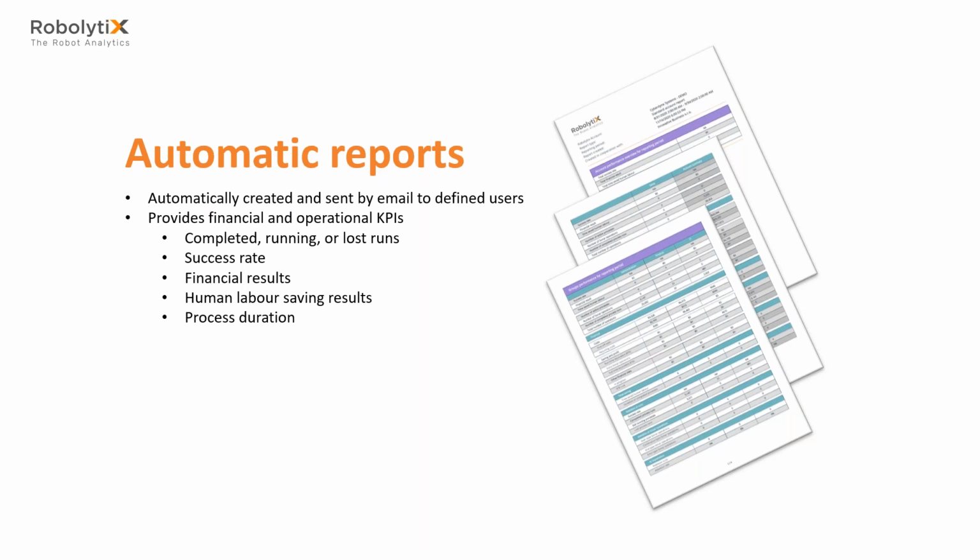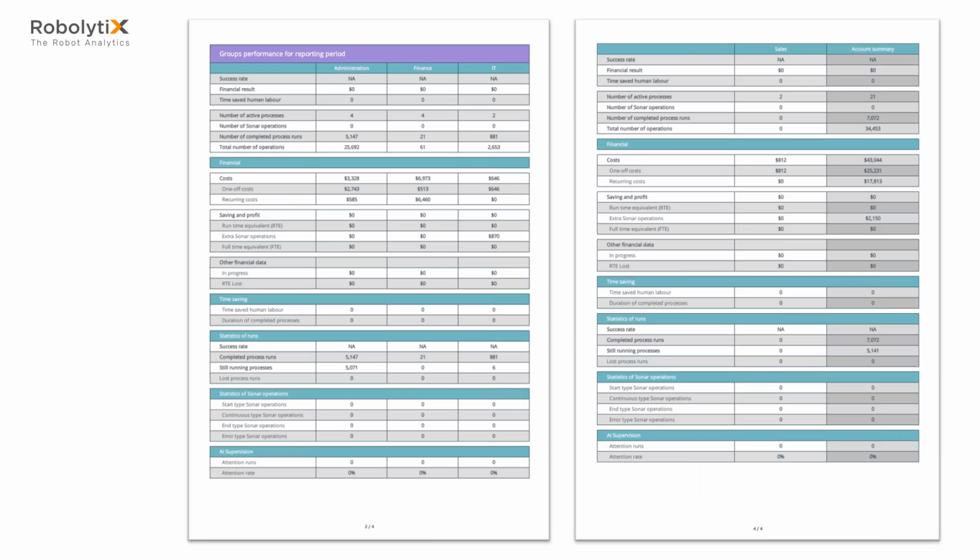The tool comes with a reporting engine, which means you can set reports to be generated and sent to specific people for specific periods. You can get the overall report of completed, running, and lost runs. You can get the success rate, financial reports. The example of what the report can look like is something like that. It's highly configurable within the tool itself.